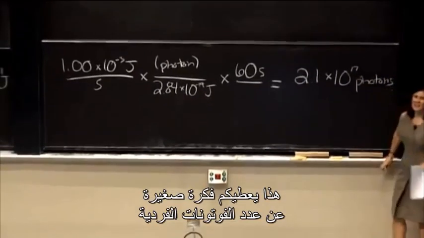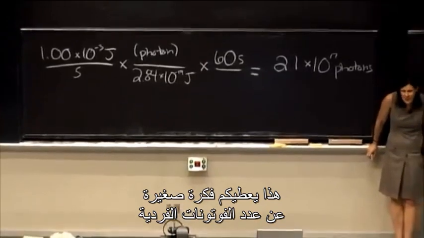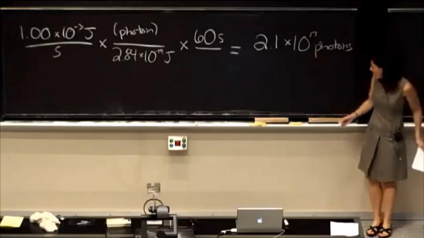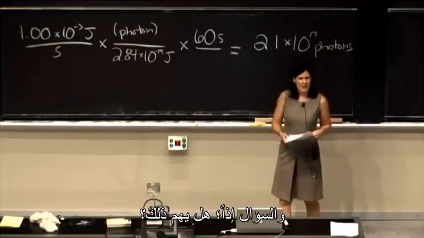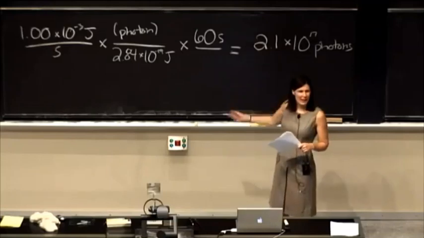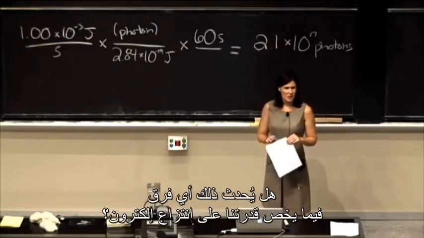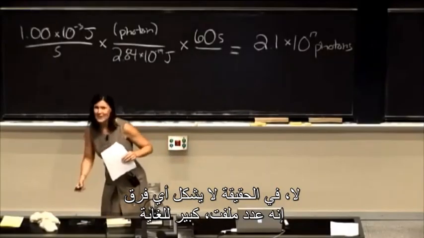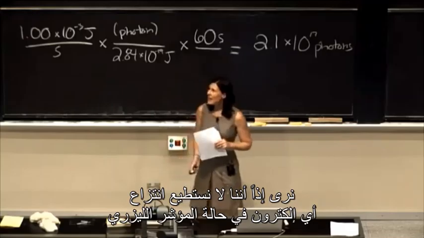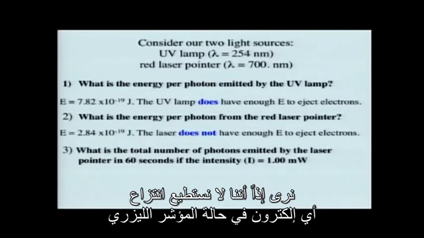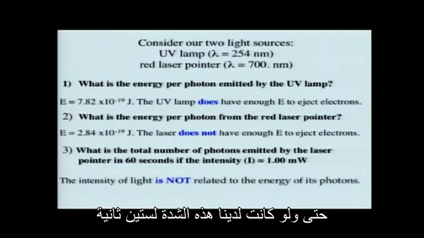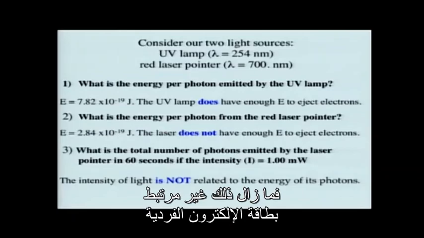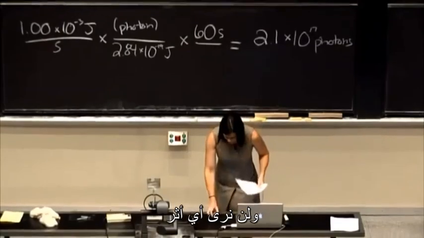So this gives you a little bit of an idea of just how many individual photons there are in a laser beam of light. This is a huge number of photons. So the question is, does this matter? How about if we shoot this many photons? Does it make any difference at all in terms of whether we can eject an electron? No, it actually doesn't. It is an impressive number. It is very, very large, but it doesn't make a difference. So we see that we do not eject electrons in the case of the laser pointer. Even if we have this intensity, even for 60 seconds, it is still not related to the energy of an individual photon, so we won't see an effect.